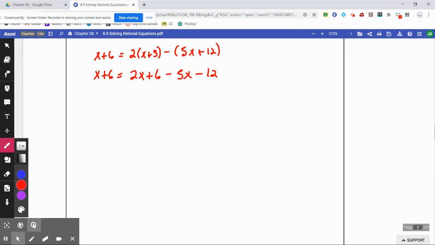Now with this problem, we're actually dealing with a linear equation. We have no x squared terms, so we can go ahead and move everything to the same side. But first, let's go ahead and combine some like terms. The 2x minus 5x is a negative 3x. 6 minus 12 is a negative 6.